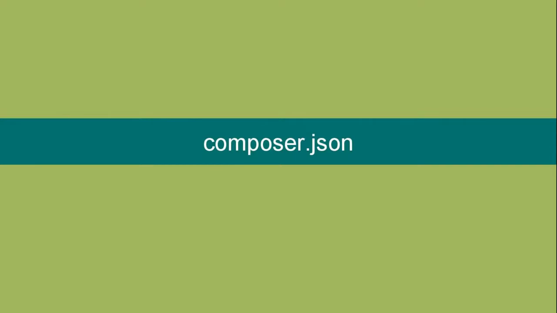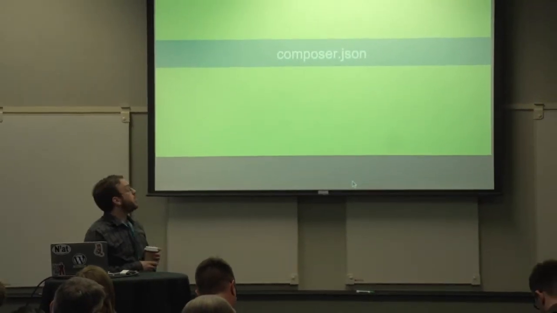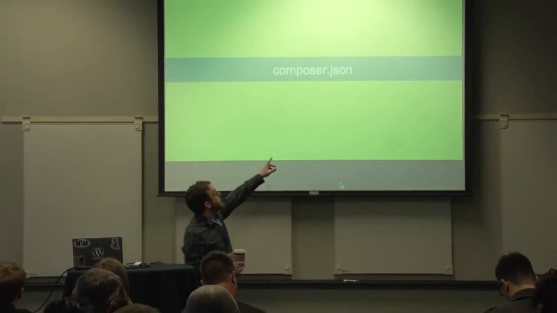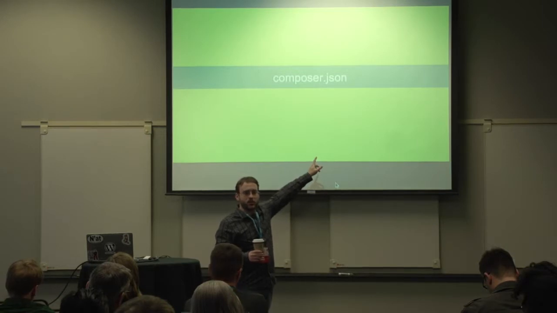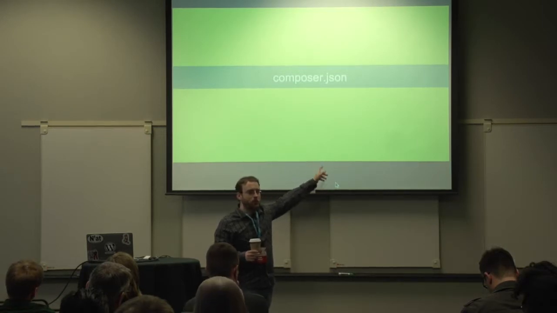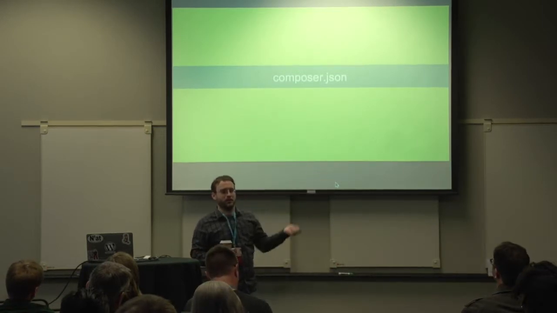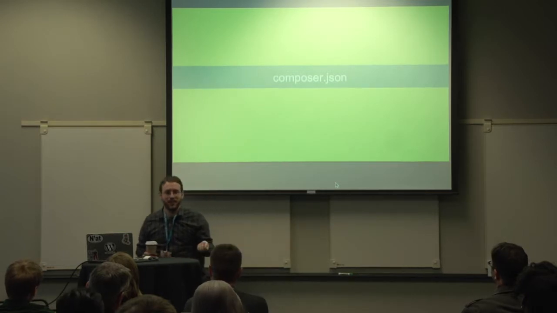So composer.json, this is how a Composer project is configured, in this file. Important part is .json. This is a JSON file. It must observe the JSON syntax. If you're a PHP developer, this is going to annoy you because you can't put a comma at the end of a key in an array.